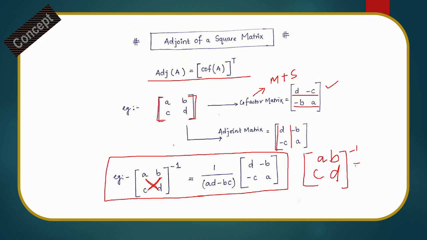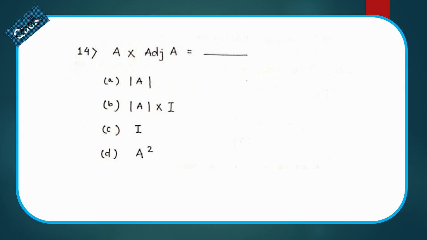The inverse of the matrix [[A, B],[C, D]] equals [[D, -B],[-C, A]] divided by AD minus BC. This is the standard formula also. You can remember it to quickly find the inverse of the matrix.